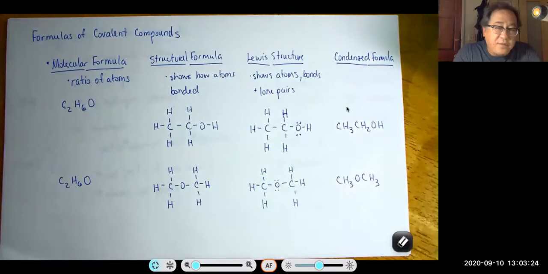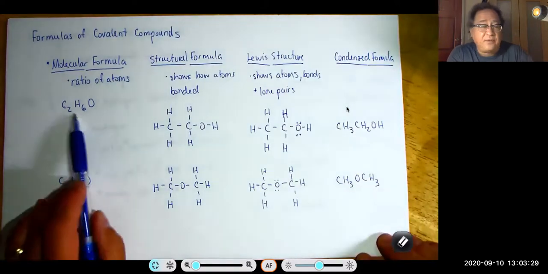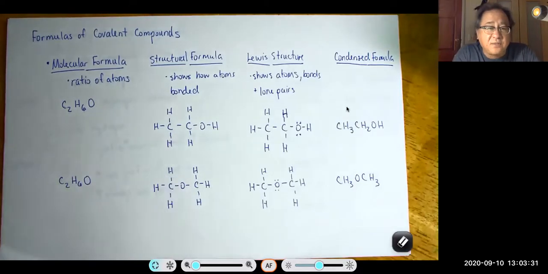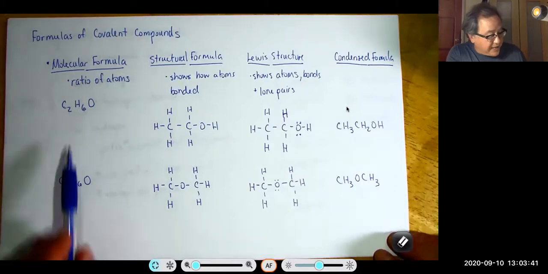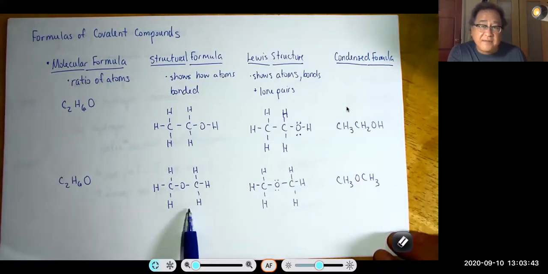So these are formulas, all formulas that match this molecular formula. And here's one of the problems with molecular formulas. Sometimes there's more than one molecule for a molecular formula. Here is the same molecular formula, same ratio of atoms, and here's a different way of connecting them all together. But it has exactly 2 carbons, exactly 6 hydrogens, and exactly 1 oxygen.